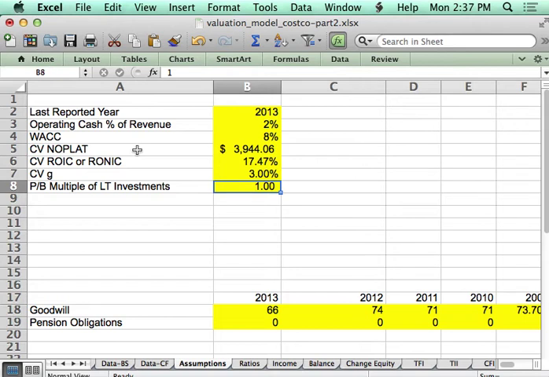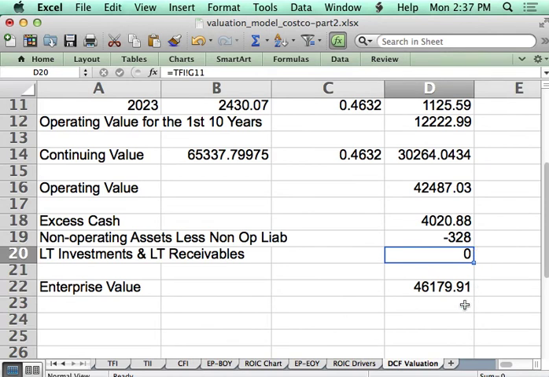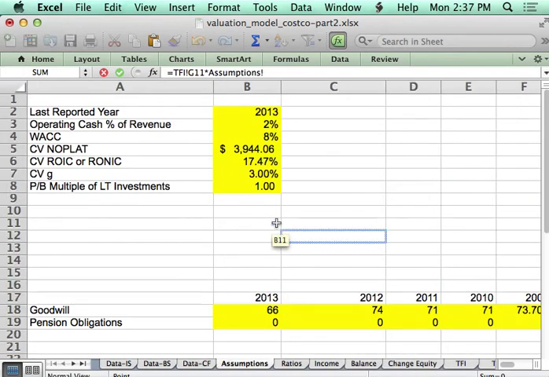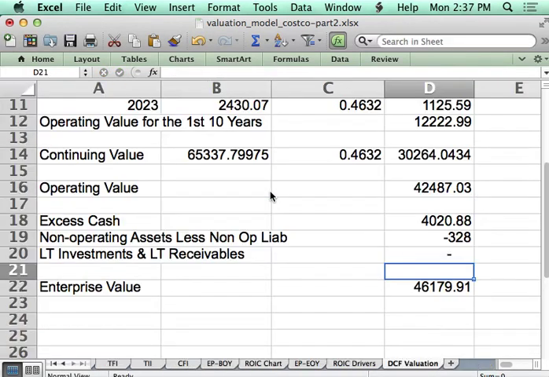The price divided by the book value. P to B of 1 means your book value. So the idea is we're going to take this DCF valuation multiplier of the P to B and multiply it by the long-term investments. So long-term investments by the P to B multiplier, price to book multiplier in the assumptions tab. You might say, gee, why are we doing this?